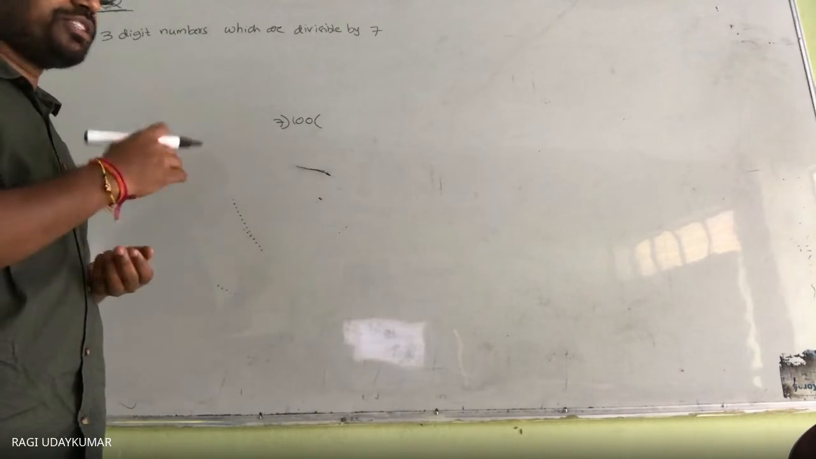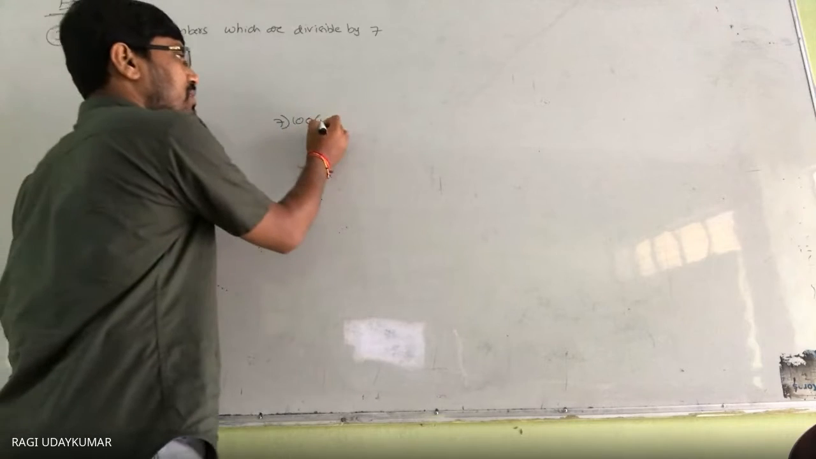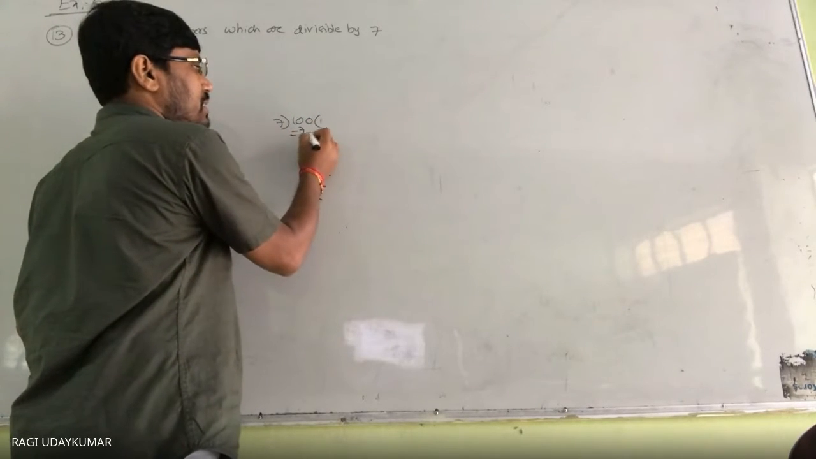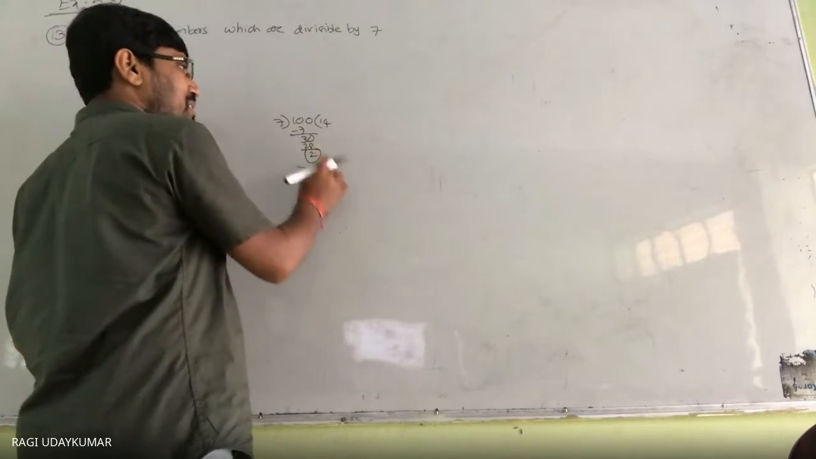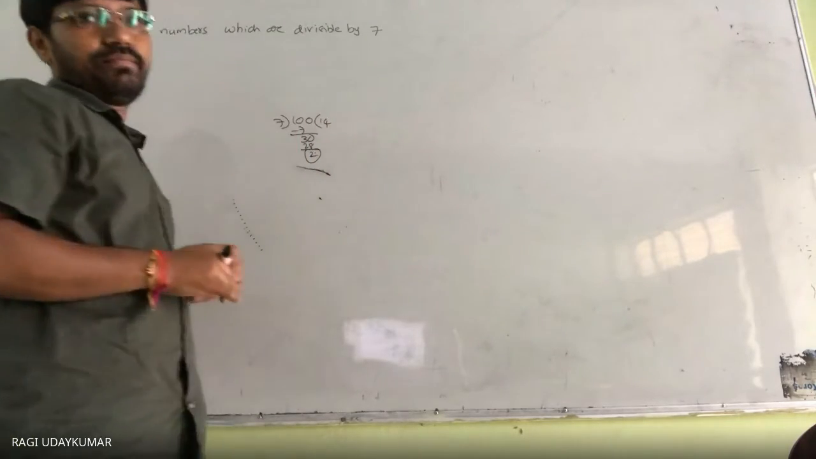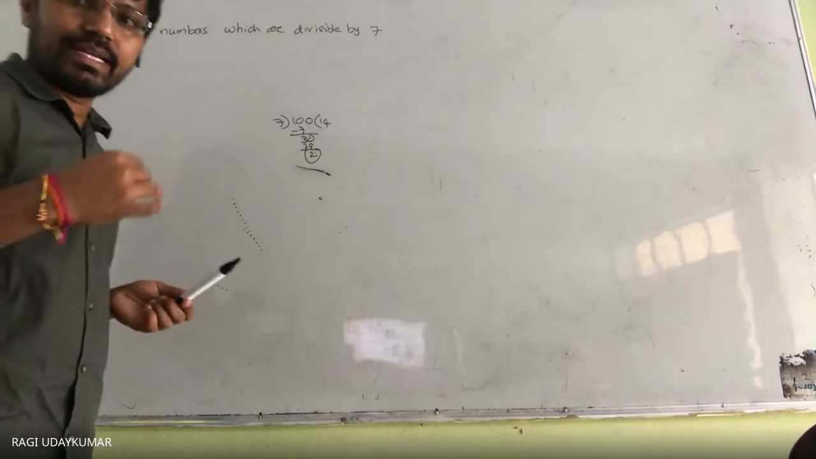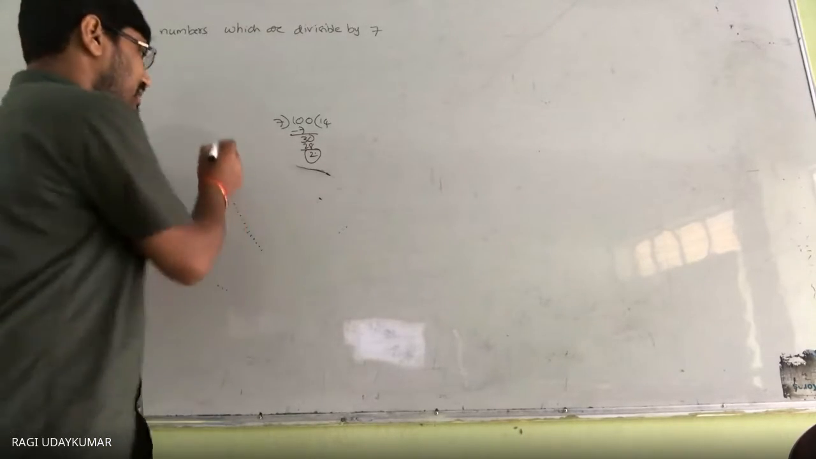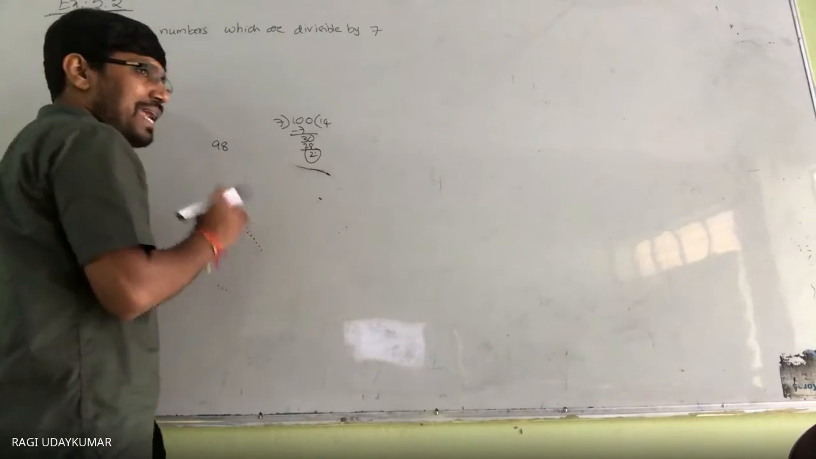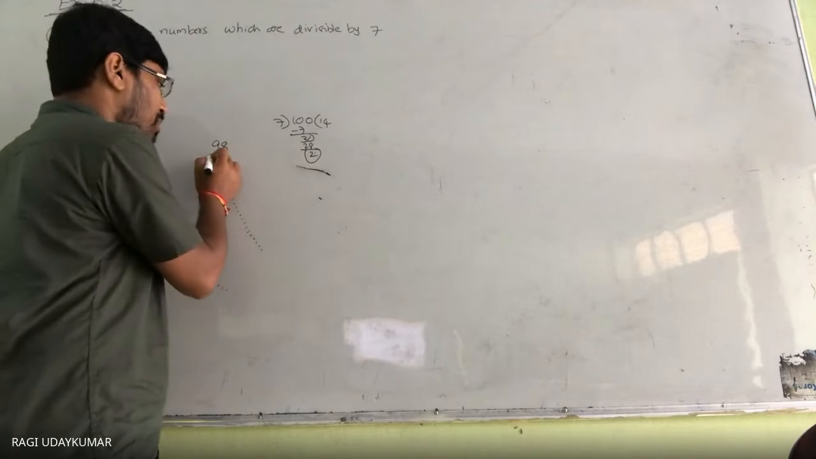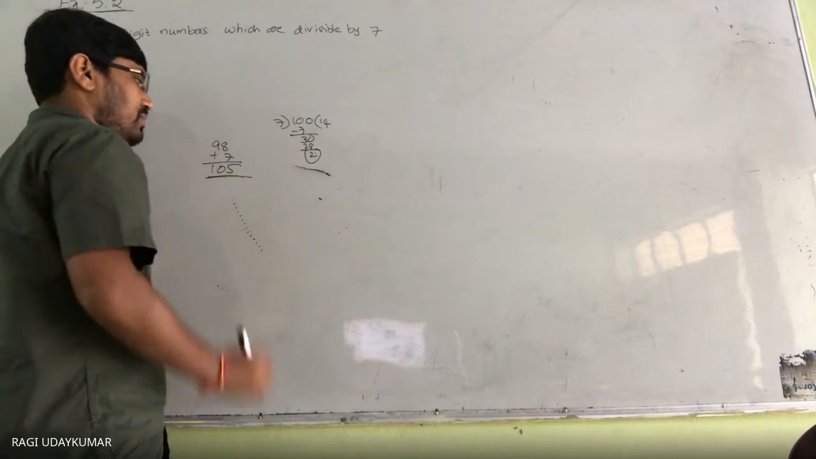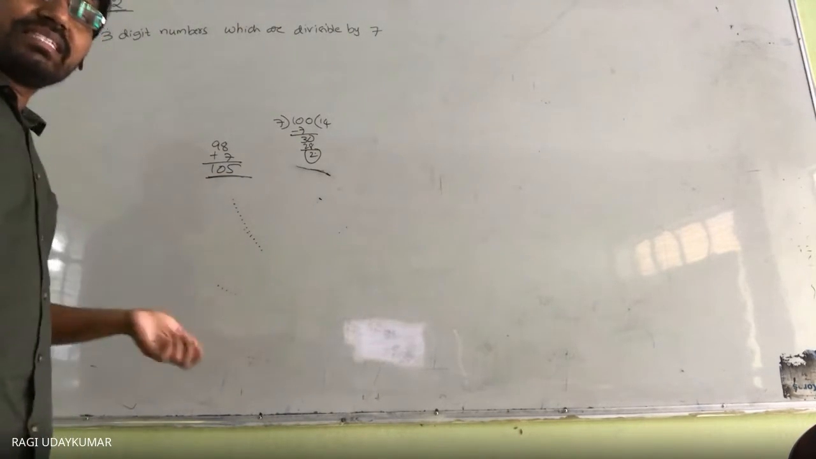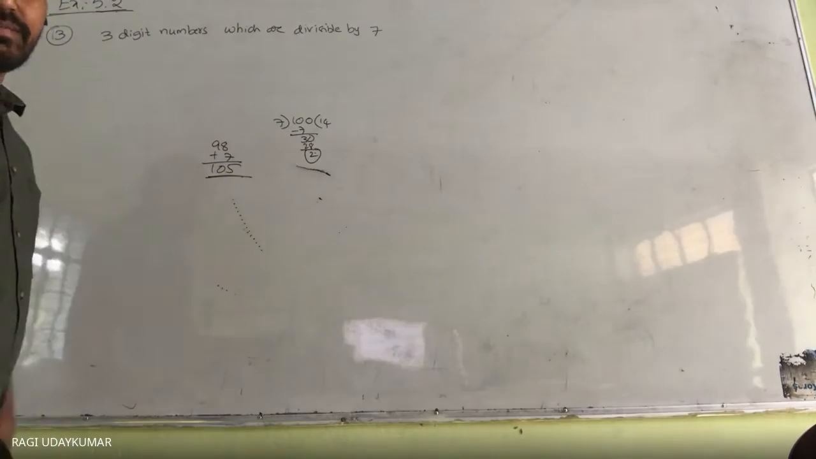To find the first number divisible by 7: 7 4s are 28, remainder 2. That means if you subtract 2 from this, the number you get is divisible by 7. That is nothing but 98. But 98 is not a 3-digit number. Add 7 to it, and we get 105. So 105 is the first number which is divisible by 7.